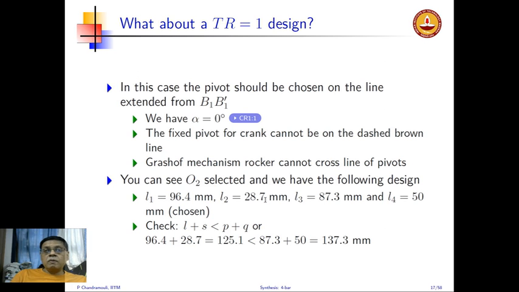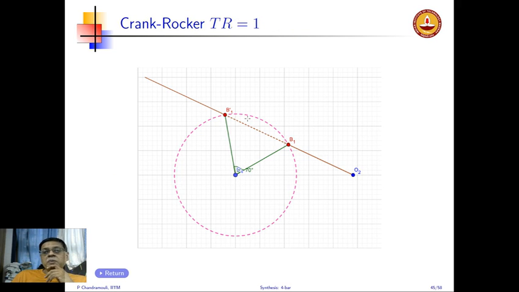Now, what about the TR equal to 1 design? In this case, remember that alpha should be 0. So that means the angle between the two extremes should be 0. So we have a very nice simple situation that the pivot should be basically on the line joining B1 B1 prime. Since the angle alpha has to be 0, your choice has to be along this line. So I have arbitrarily picked O2 out here.